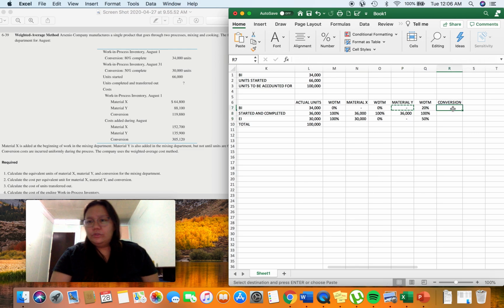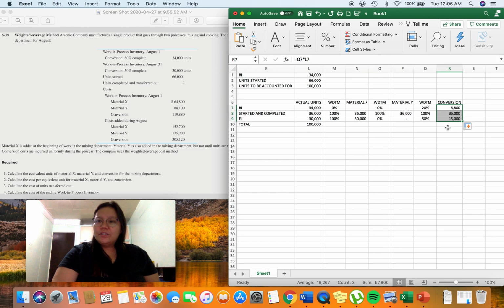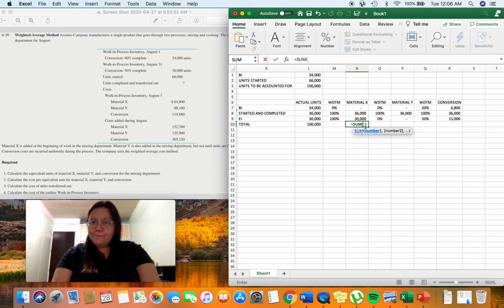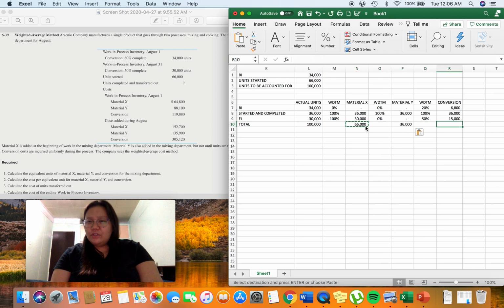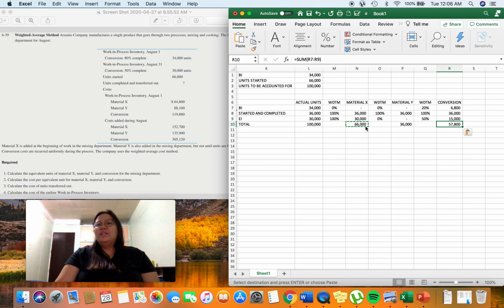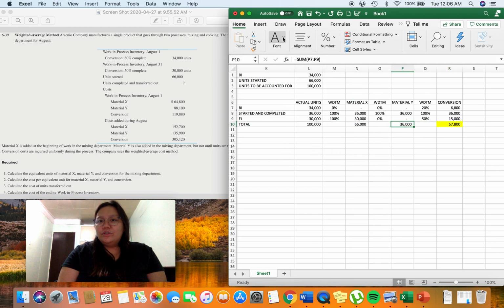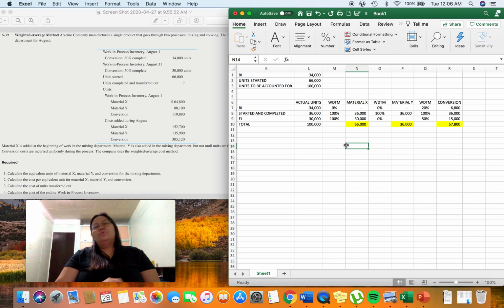For conversion, syempre we have 20% multiplied by the actual units. So we have 6,800, 36,000, and 15,000 respectively. So get the sum. Diba? So the EUP for material X is 66,000, 36,000 for material Y, and 57,800 for conversion. So, ganyan siya. Okay? So, yan yung EUP natin. Kung ito, pinapasagutan sa atin using FIFO, this will be our answers, or these are our answers for requirement number 1. Okay? So, ayan.